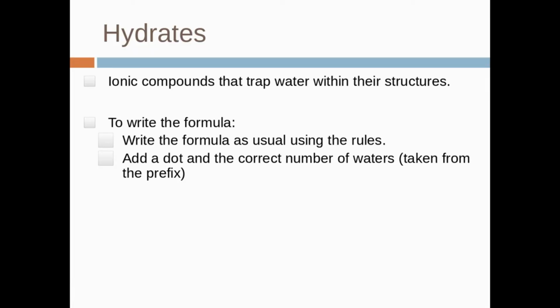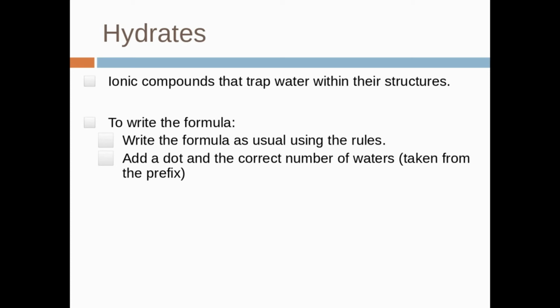One last thing to name that we didn't really cover in baby chem is hydrates. Hydrates are ionic compounds that can trap water within their structure, and so they can gather these water molecules to stick with them. And we have to show how many water molecules each ionic compound has in the formula and the name.